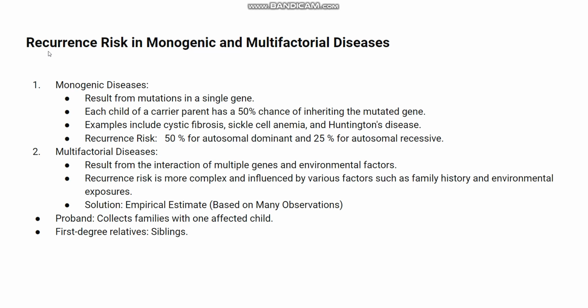Now, of course, the recurrence risk in monogenic and multifactorial diseases is different. For monogenic diseases, as you know, the recurrence risk is 50% for autosomal dominant and 25% for autosomal recessive. For multifactorial diseases, the recurrence risk is a bit more complicated. Here we utilize empirical estimates based on a whole bunch of observations. And here we can also utilize twin studies and things of that sort, right?